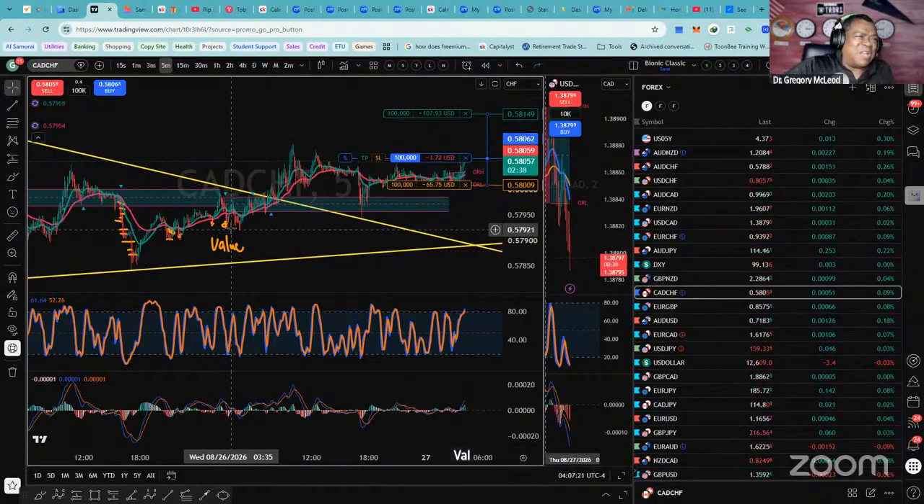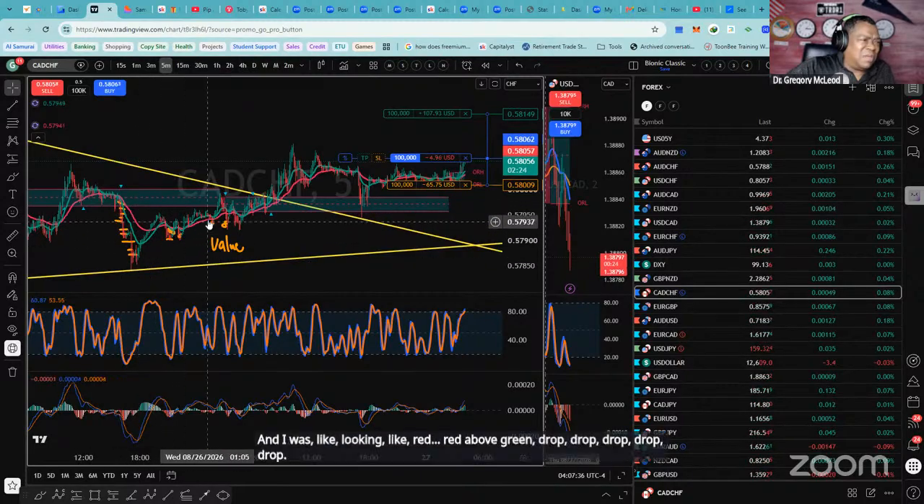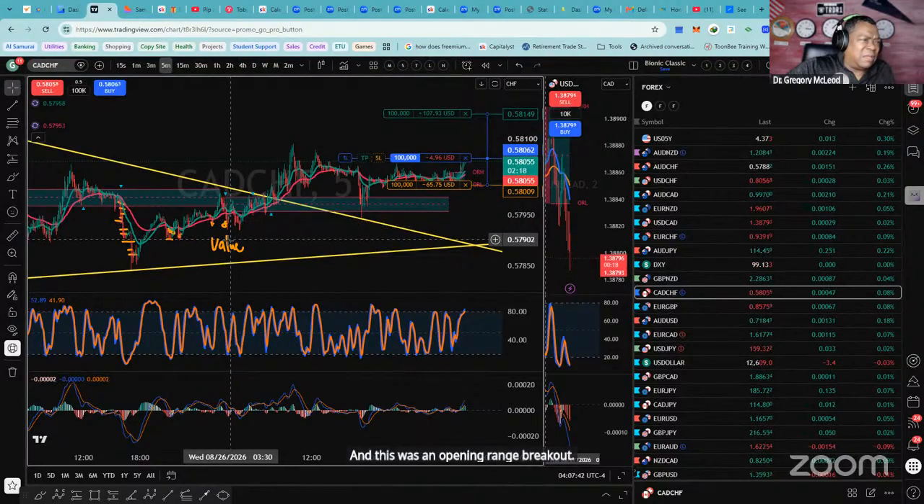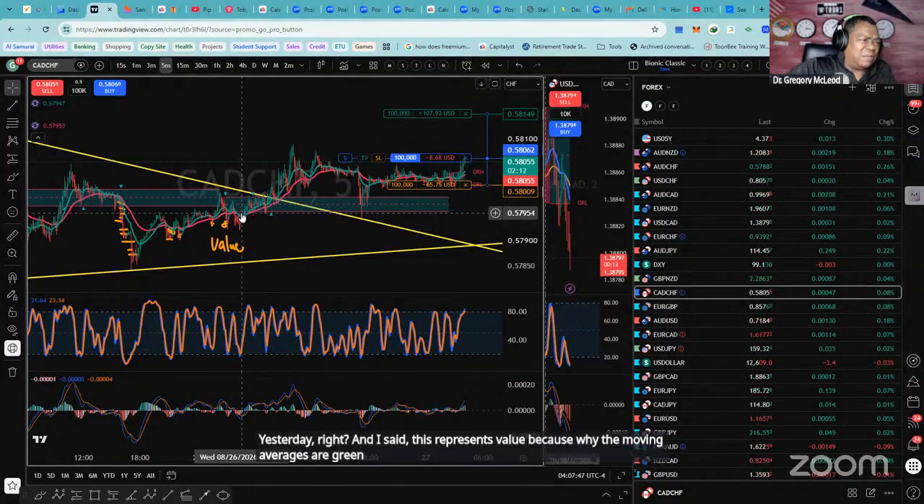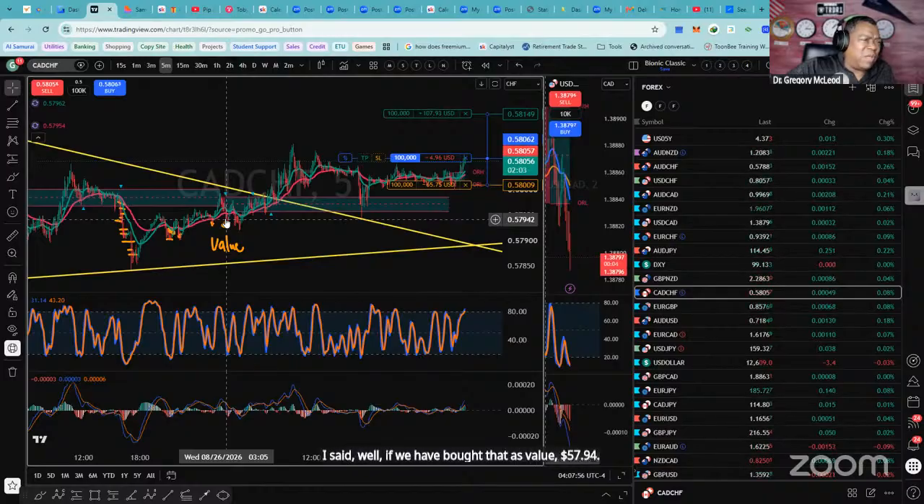Value. What were we talking about this, Chuck, yesterday? Value. And I was like looking like red above green, drop. And this was an opening range breakout yesterday. Right? And I said this row represents value because why? The moving averages are green above red in an uptrend. I said, well, we've bought that as value, 57.94, and we're at 58.05, right? So that's 7.94.